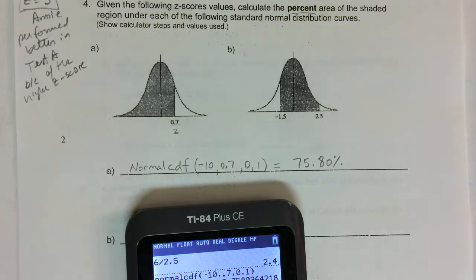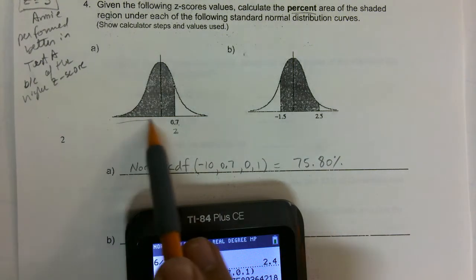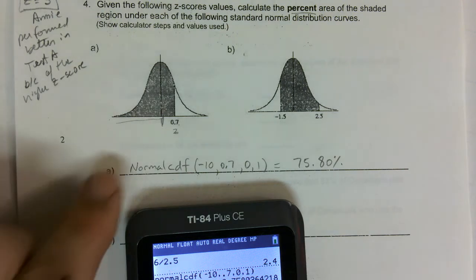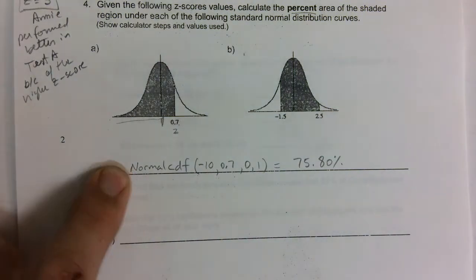None of this trying to figure it out, okay? Like, oh, it's 50 up to here, which is true, and then it's just 0.7 of the 34%. It doesn't work that way. You have to use normal CDF in that case.